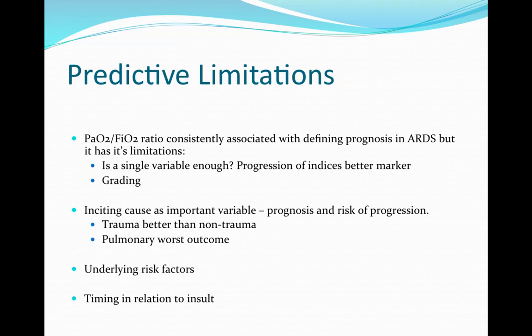Is one PaO2-FiO2 variable enough, or would progression of indices be a better marker? We know outcomes are worse with certain inciting pathologies, and should time from insult and risk factors be included? This may all help clinicians when discussing prognosis and defining enrolment into clinical trials.